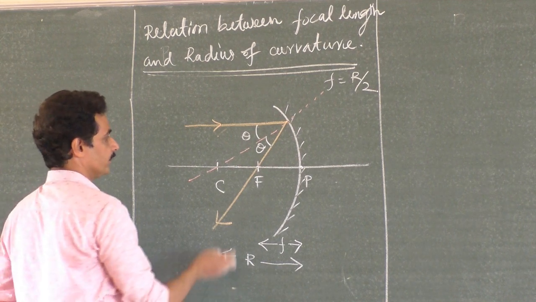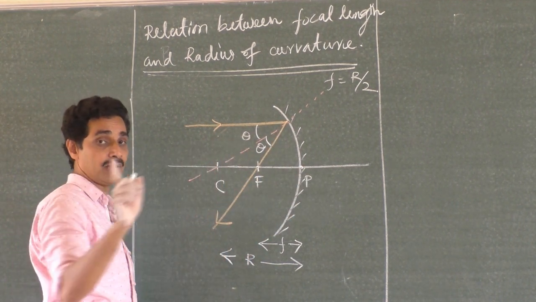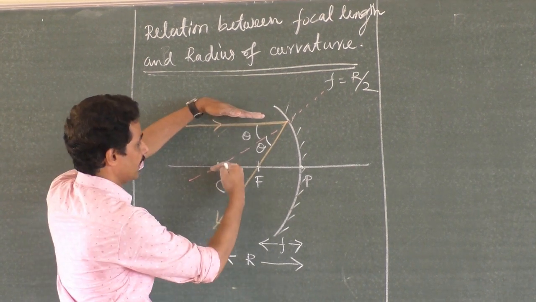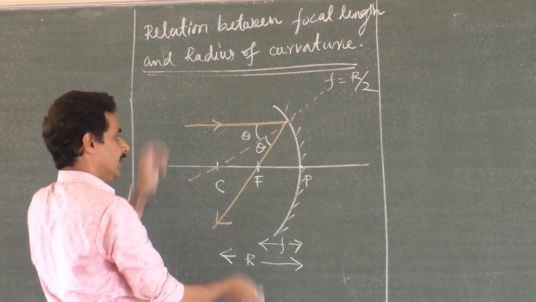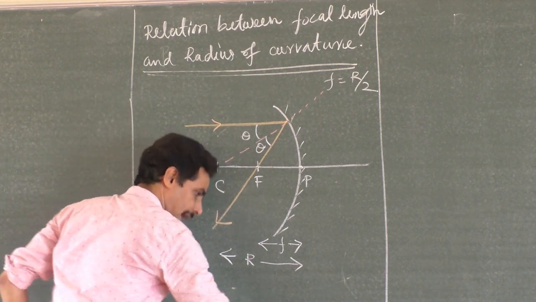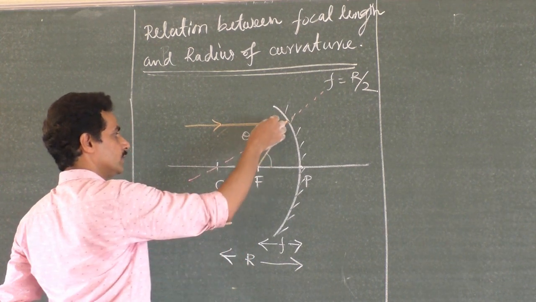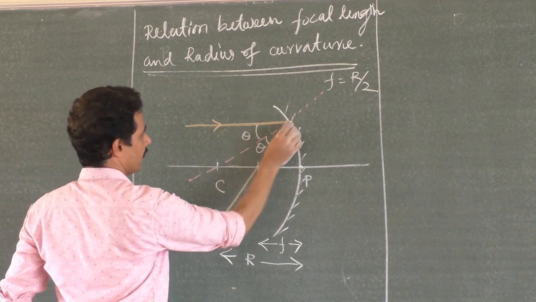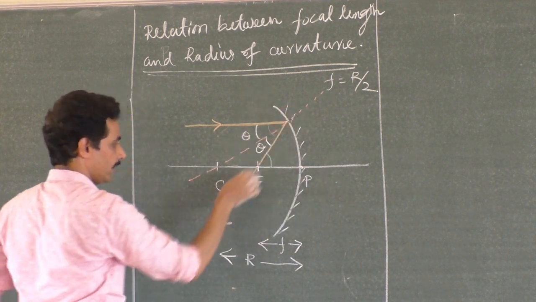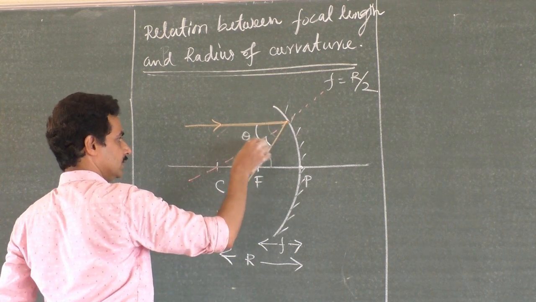Now you see here, this line is parallel to this line, because we have already announced that this is a paraxial ray, which is parallel to the principal axis. This is a bisector. Now I should consider this angle as the alternate angle to this angle, because these two are parallel lines and this is a bisector, and these two are alternate angles. What is this angle? 2 theta.